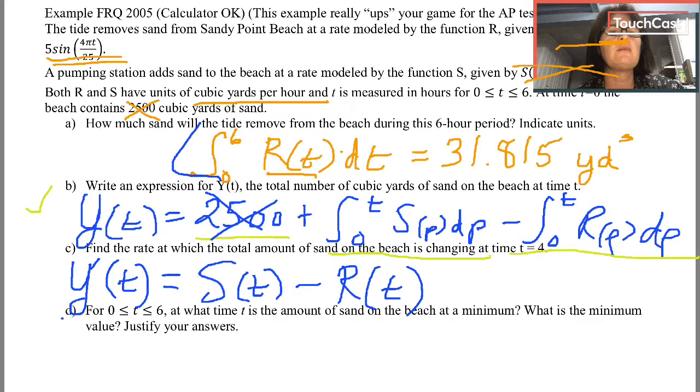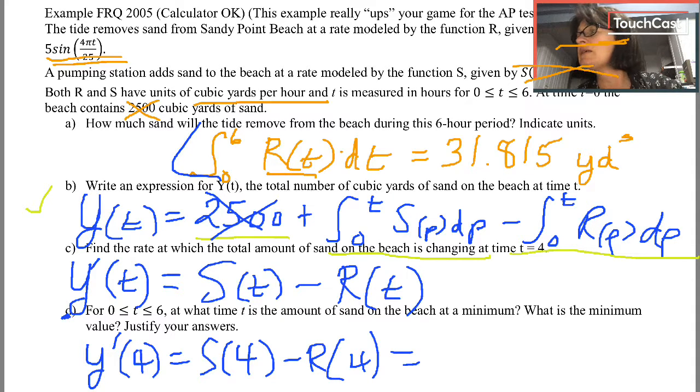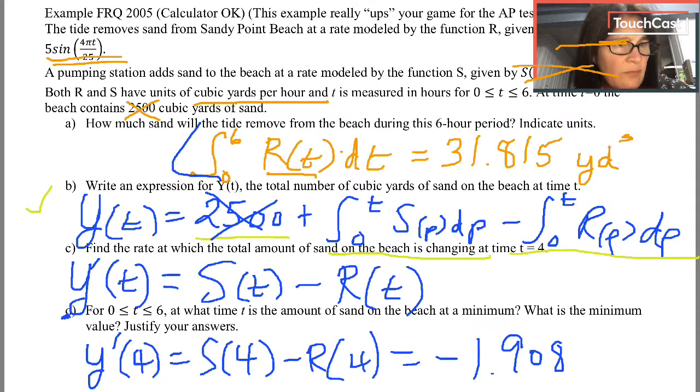So now, I'm not doing part D, I'm finishing part C. Y prime of 4 is going to equal S of 4 minus R of 4, which my calculator tells me is negative 1.908, and that's cubic yards, yards cubed.